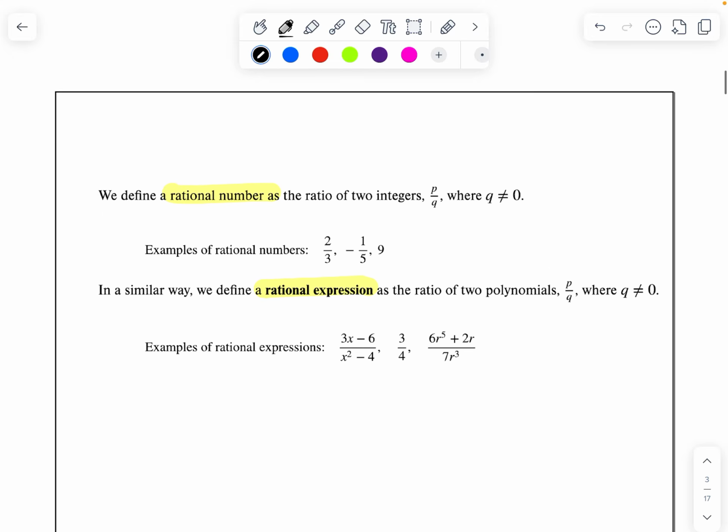As I said, a rational number is a number that's written as a fraction. It's a ratio of two integers, p over q, where q is not equal to 0, specifically because we don't want the denominator to equal 0. We can't divide by 0, and that's the main overruling rule of math. That's the one rule that doesn't go away. The same way, a rational expression is an expression of polynomials written as a fraction, and the same rule applies. We don't want the denominator to go to 0. So we don't want x squared minus 4 to equal 0.